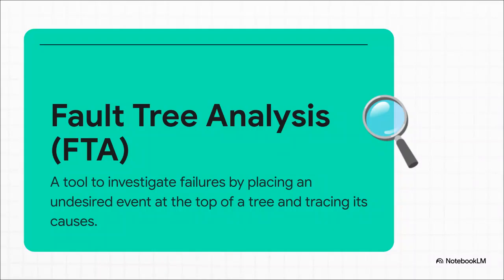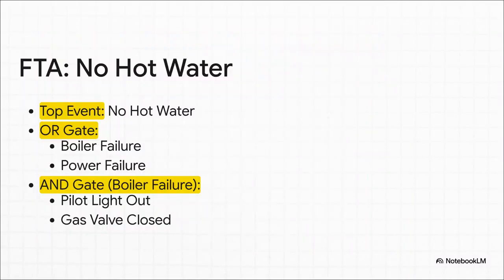You actually start with the failure at the top, and then you work your way backward, logically connecting all the potential pathways that could have led to it. This no hot water example is perfect for explaining it. So you could have no hot water if the boiler fails, or if the power fails. That OR gate means either one of those is enough to cause the problem.